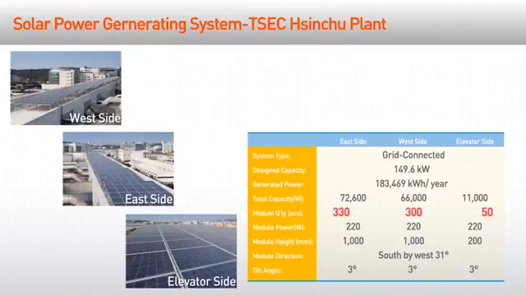which has used 680 pieces of solar modules with a 220-watt output, and its annual generating power capacity is 183,469 kilowatts per hour.